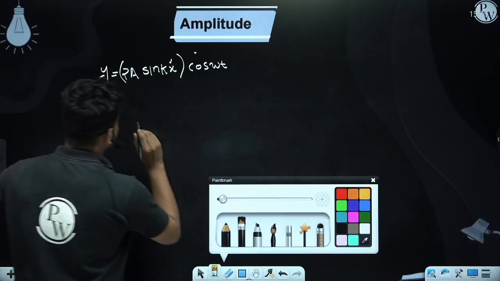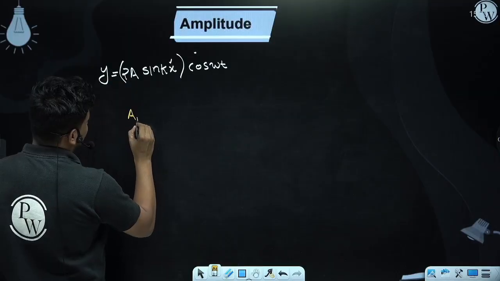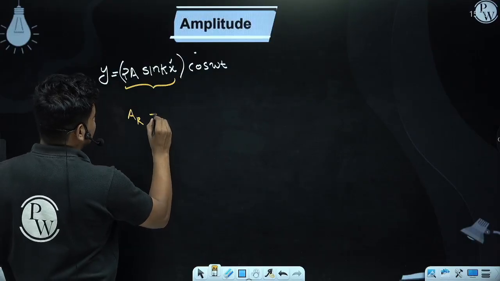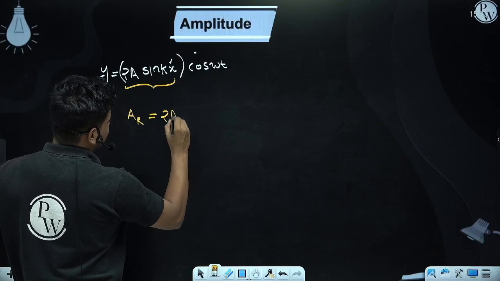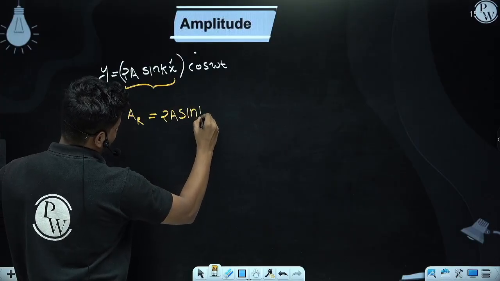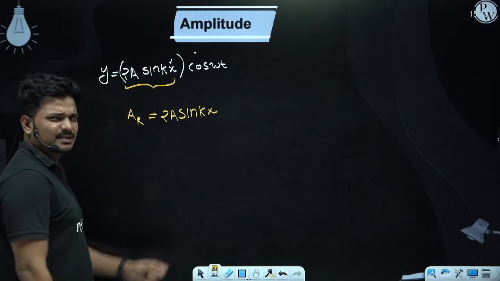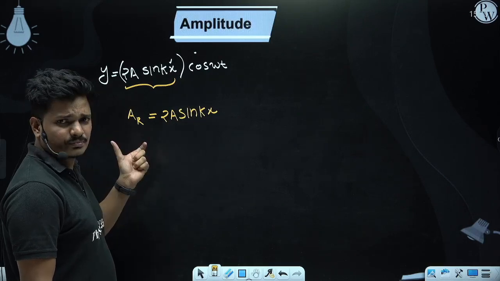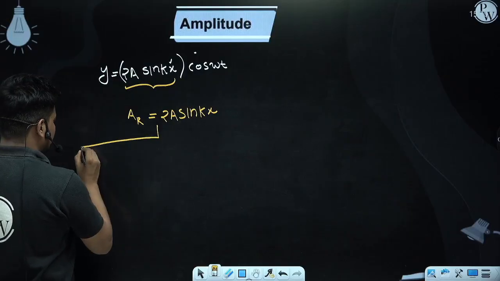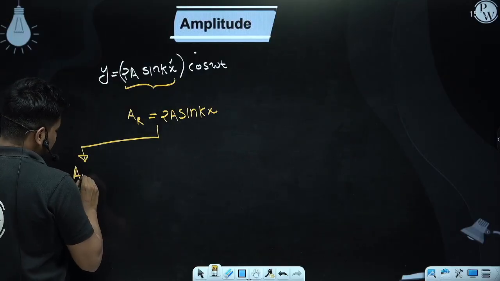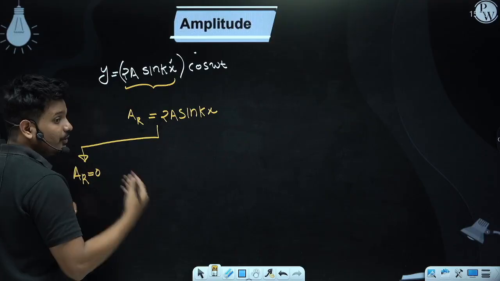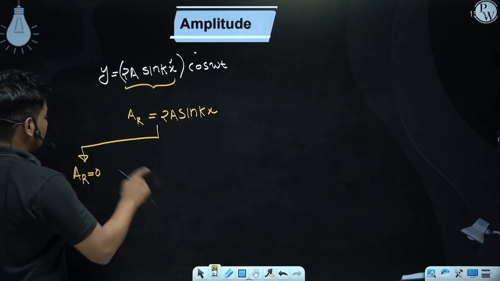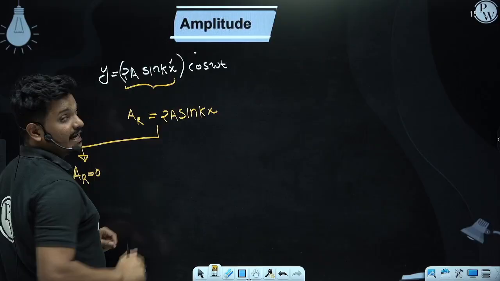That means what is our resultant amplitude? This is our resultant amplitude. That resultant amplitude is equal to 2a sin kx. So what is the minimum value of sin kx? In positive, the minimum value is 0. So that is the minimum value. That means the resultant amplitude is 0. I am going to check the range of this amplitude. So when this is 0, that means sin kx is 0.